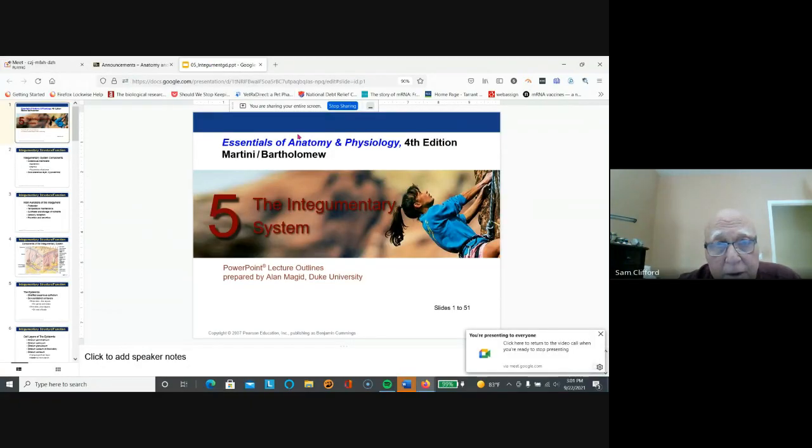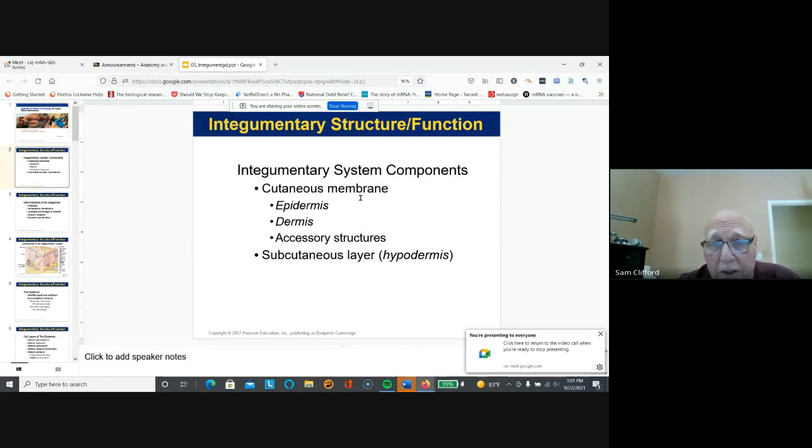PowerPoint. So we're talking about the integumentary system. That's the cutaneous membrane that covers our body. It's made up of epidermis, dermis, and accessory structures such as sweat glands and fingernails. The subcutaneous layer is the hypodermis. It's where hypodermic needles release their contents.